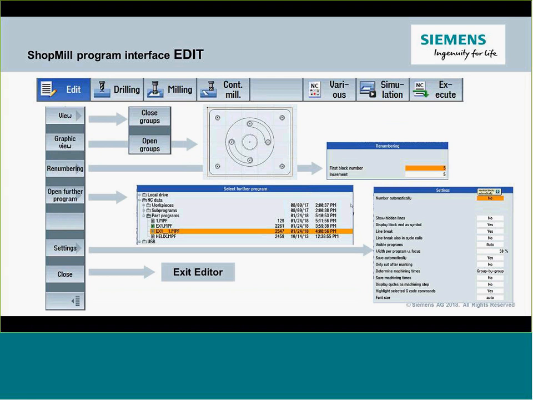So from there, you get functions like view or graphic view that allow you to see a wireframe of the part that you think you're creating. You can add sequence numbers. We're going to look at that a little later.